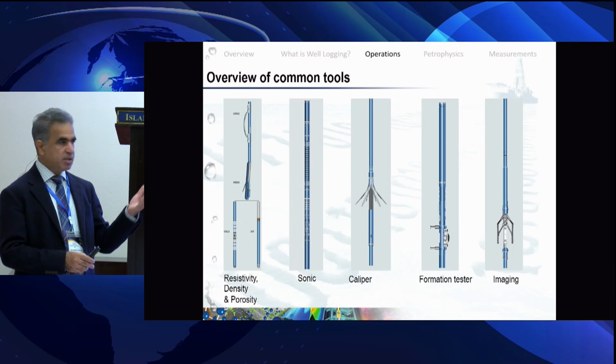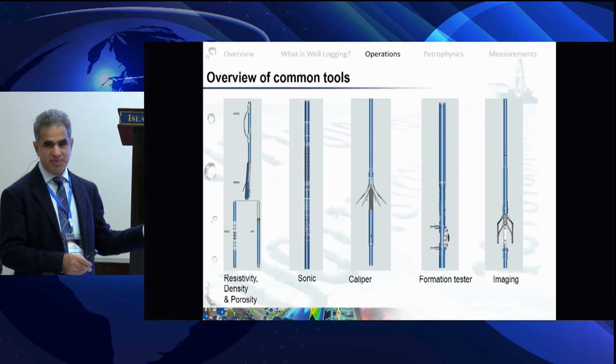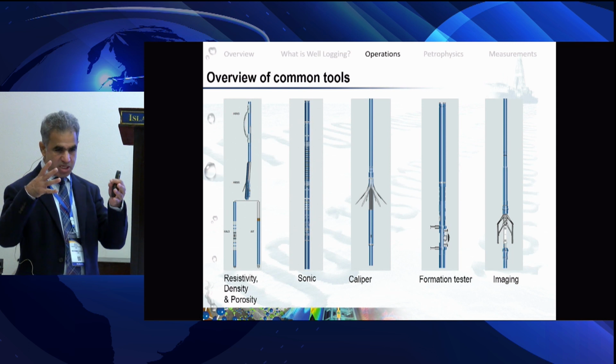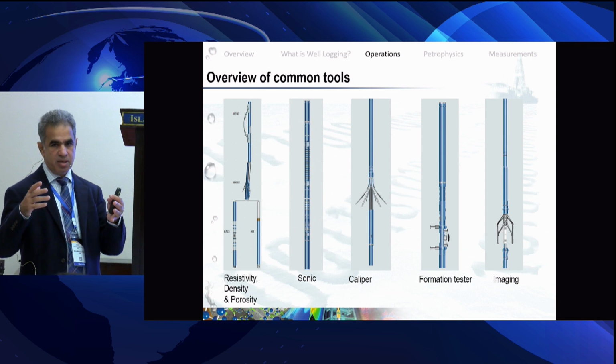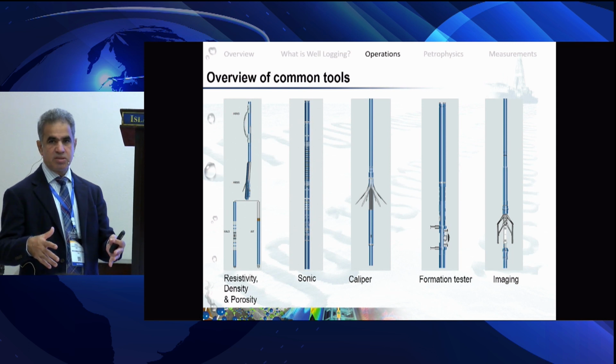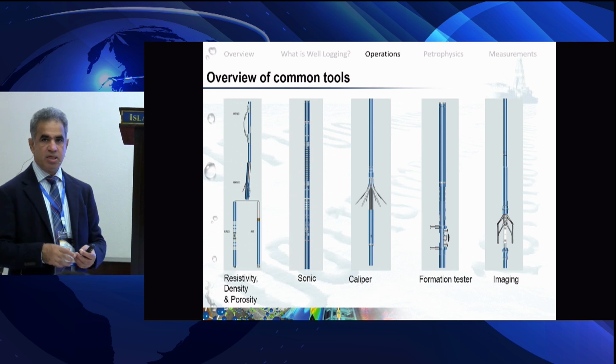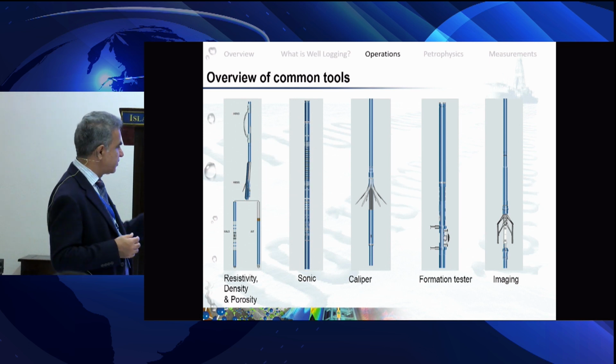The formation tester is more for engineers, reservoir engineers and petroleum engineers. Imaging is more for geologists, because if you work on core data, this we call electrical coring. It means whatever you see, the layering information, any geological stratification, you can get via this imaging tool.